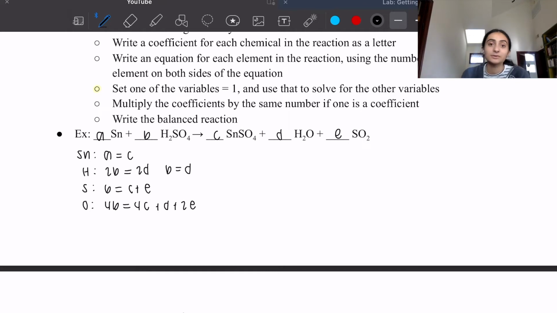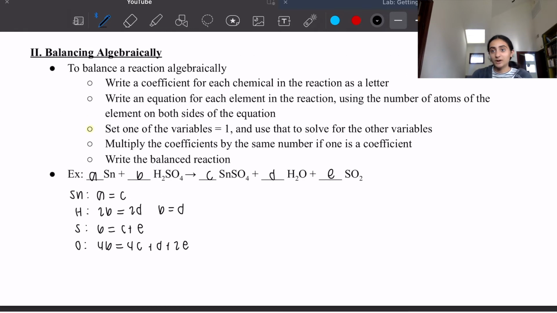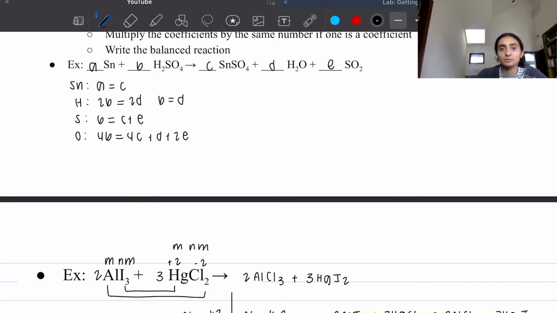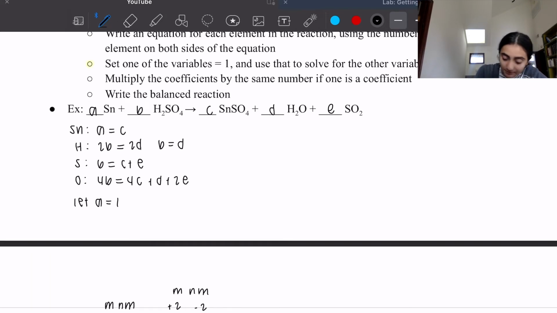So for the step with setting one of the variables equal to 1, you have to be really careful and make sure that you don't set a variable equal to 1 that is not going to get you anything else. So for instance, if I set E equal to 1, that wouldn't really help me because I have other variables in the equation and it would just be really complicated. So I'm going to let A equal 1 for this problem. And you'll get better at figuring out which variable to set equal to 1 as you have more practice. So now I'm going to solve for all the other variables. So if I have A equals C, then that means C also equals 1. So now I figured out the coefficient in front of SnSO4.